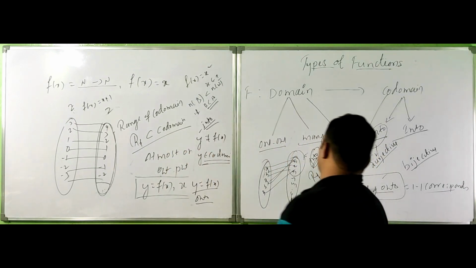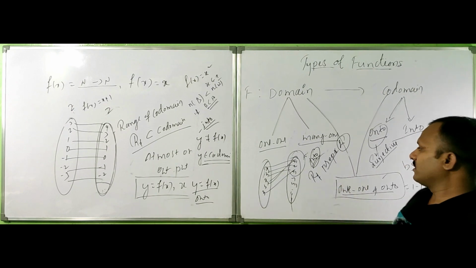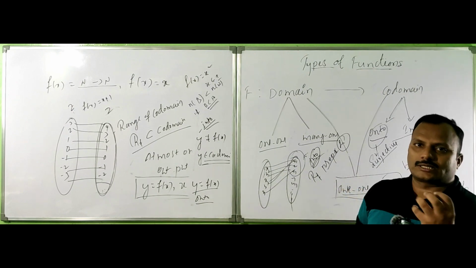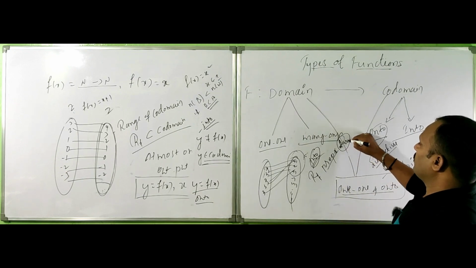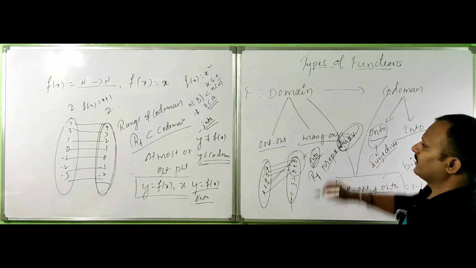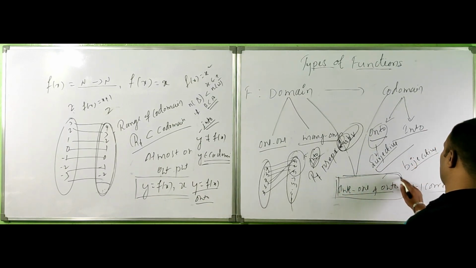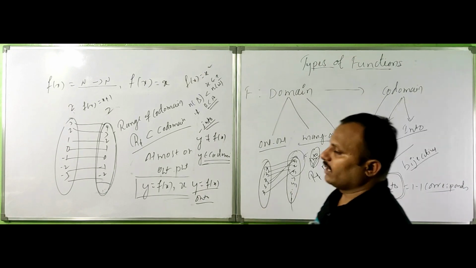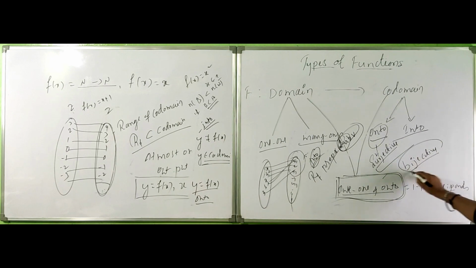Here the range is the codomain with many elements, but the range has only some part of the elements. That's called an into function. The range is a proper subset. And if the function is both 1-1 and onto, it is called a 1-1 correspondence. It's also called bijective. Okay, 1-1 and onto correspondence is called bijective.